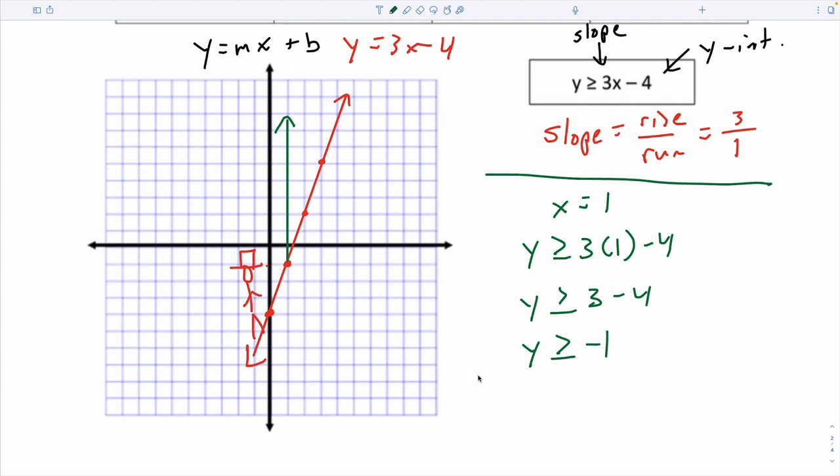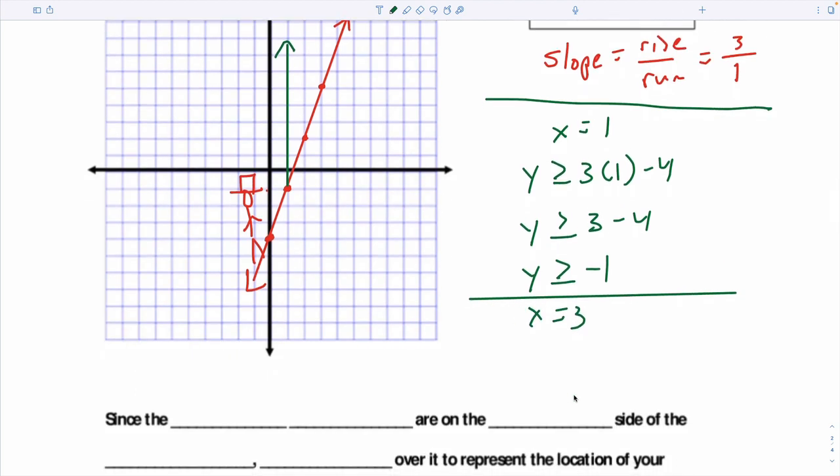Let's try another one. Let's try x equals 3. If x equals 3, what's the y going to have to be bigger than? Plug that in for me, and what do you get for that one, Sarah? Let's see if that matches the graph. When x is 3, 1, 2, 3, 4, 5, y has to be bigger than 5.